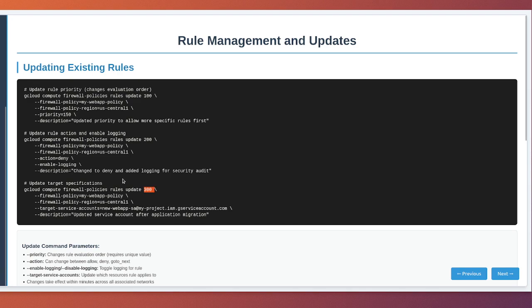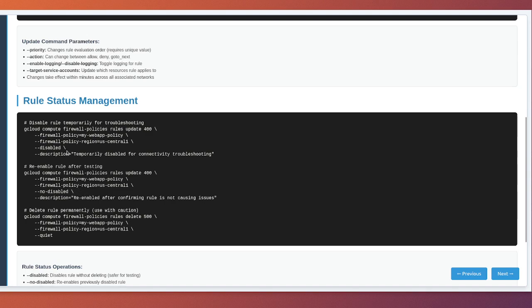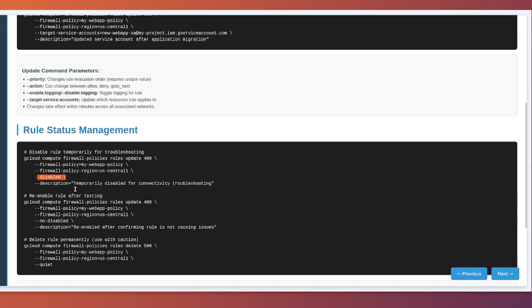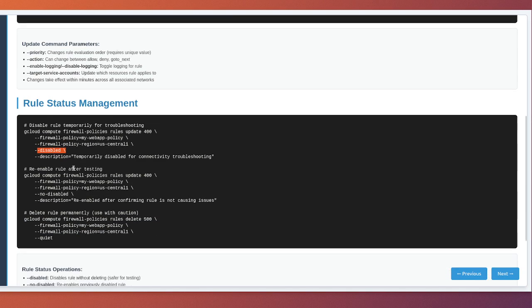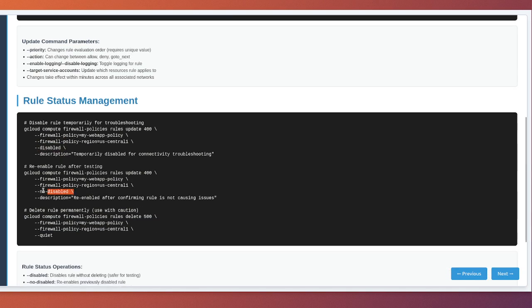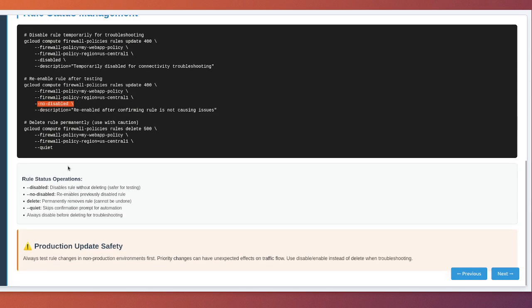The enable and disable operations provide a safe way to temporarily deactivate rules without deleting them. This is incredibly useful for troubleshooting. You can disable a suspect rule to see if it resolves connectivity issues, then re-enable it once you have identified the actual problem. Always disable rather than delete when troubleshooting, because recreation is more error-prone than re-enabling.